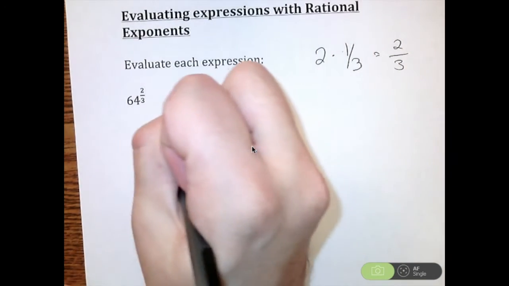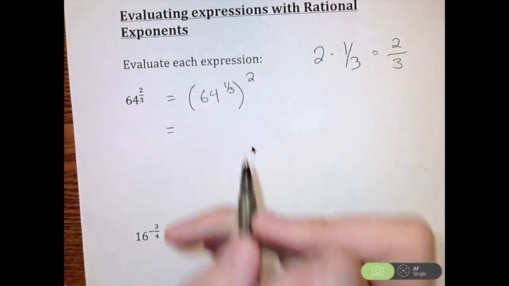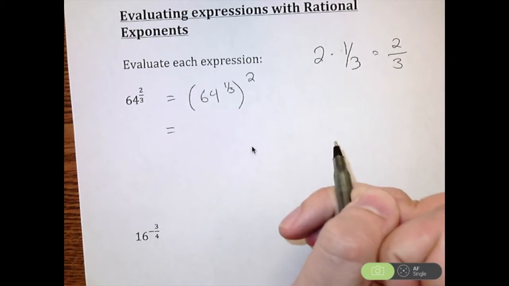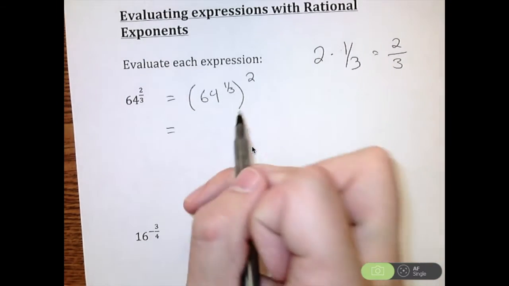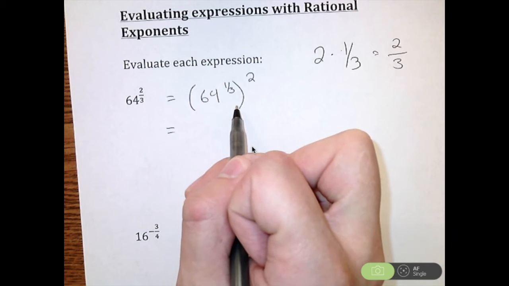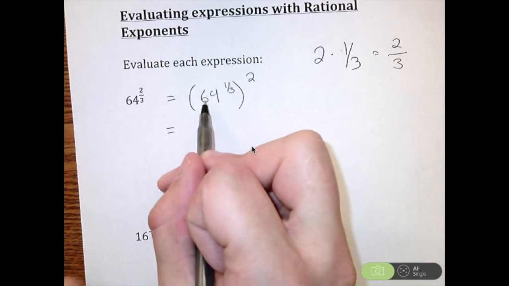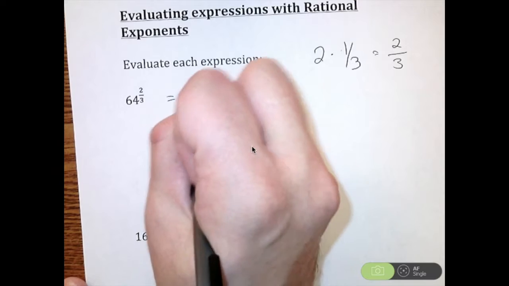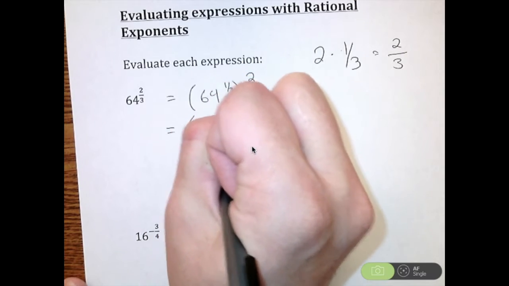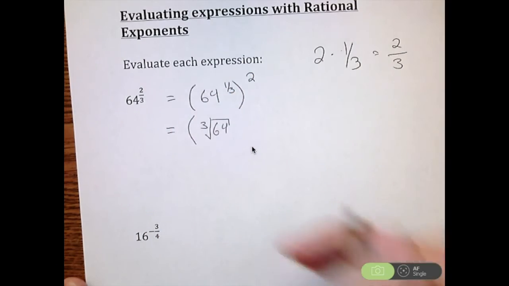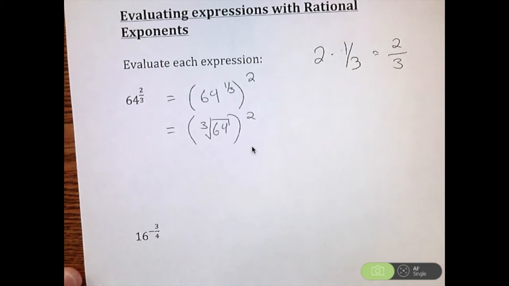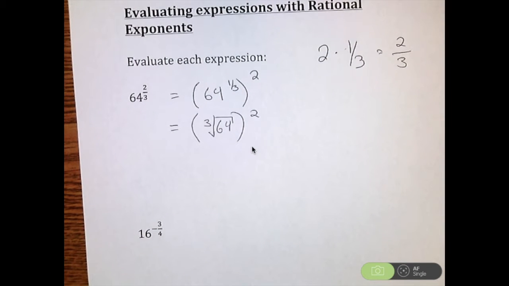The next thing I'm going to do is try to simplify this even more. I'm going to forget about that 2 for now and just work on the inside. So I have 64 to the 1/3 power. And if you've watched my previous video, we know that 64 to the 1/3 power is the same as the third root of 64, and then we have that 2 on the outside. So we're almost ready to evaluate this expression.